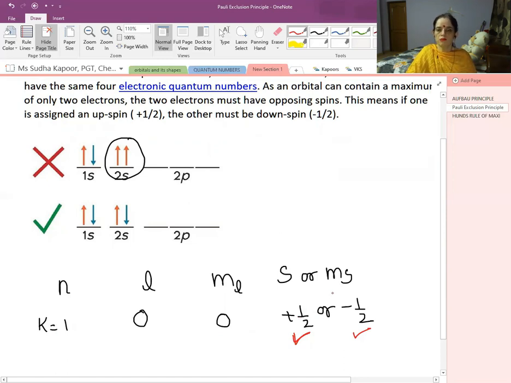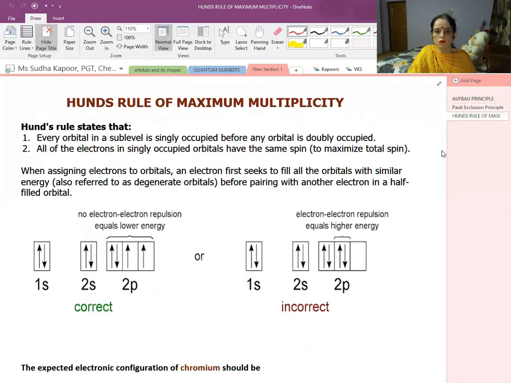Now we come to the other rule, that is Hund's rule of maximum multiplicity, a very important rule, a very, very important part.